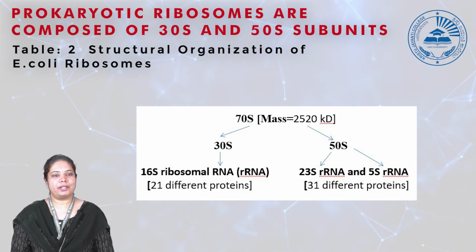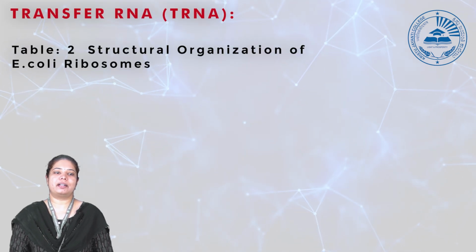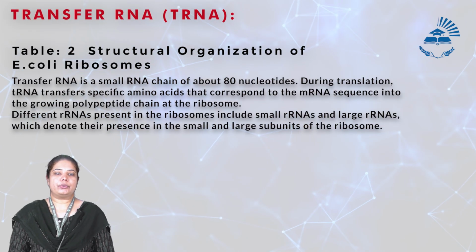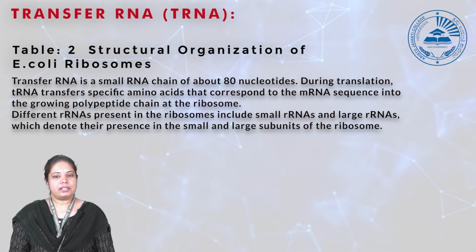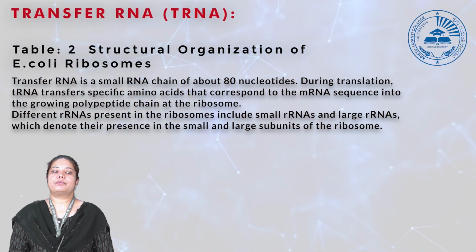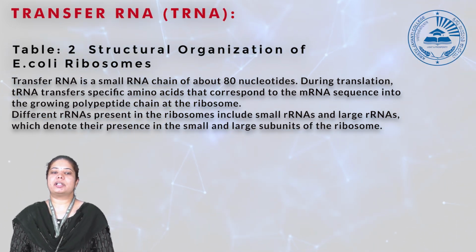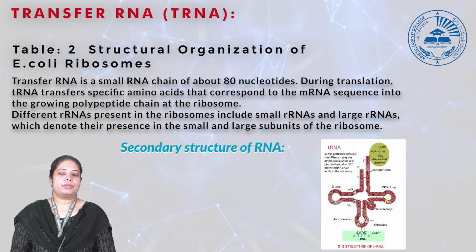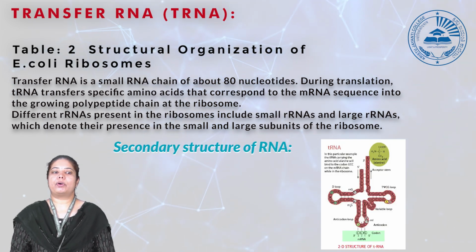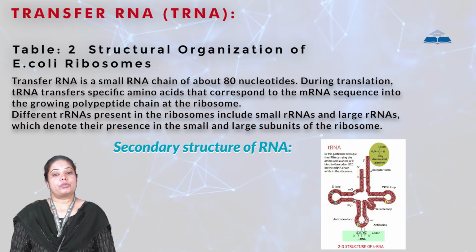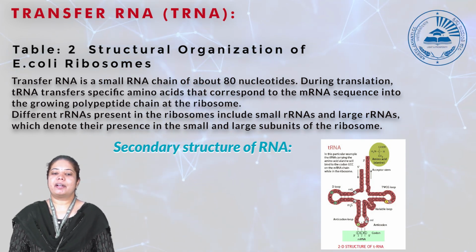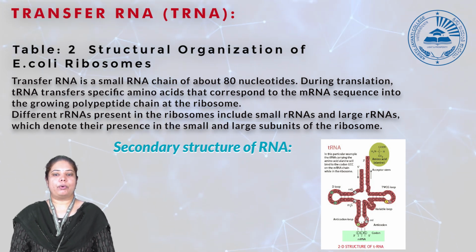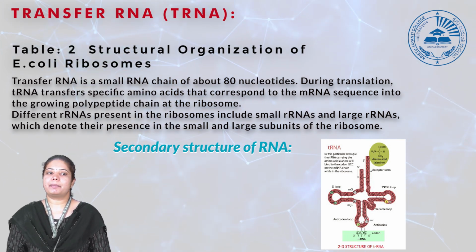The next very important RNA is transfer RNA. This transfer RNA includes about 80 nucleotide bases. These 80 nucleotide bases form a secondary structure, which we call the cloverleaf structure, which is shown in the diagram. This cloverleaf structure contributes to the structure of tRNA. This tRNA will recognize the codon present in the mRNA, and according to the codon, the amino acid will be picked up by the tRNA.